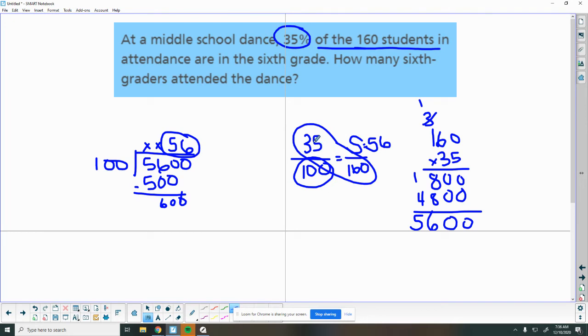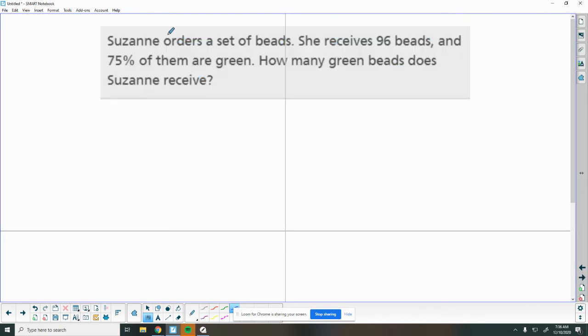Notice the smaller number was on top. If all of a sudden I ended up with a bigger number on the top, that's not going to make sense. If I only have 160 students, but all of a sudden there were 500 students there, that wouldn't make sense. So use your reasoning and think, does it make sense that 35% is smaller than 100, 56 is smaller than 160. Okay, let's try one more before you work on your work.